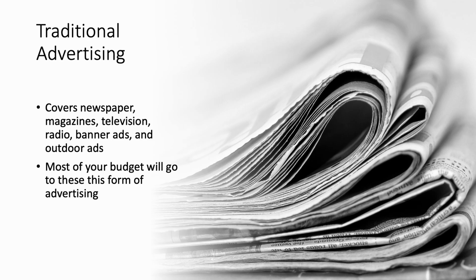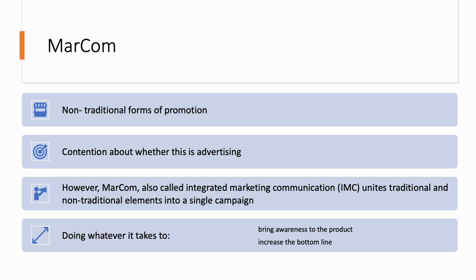On the other hand, traditional advertising includes newspapers, magazines, TV, radio, banner ads, and outdoor ads like billboards. It's one of the oldest forms of media and still a major player. In most campaigns, the largest portion of your budget will go toward traditional advertising because of its broad reach and high production cost.